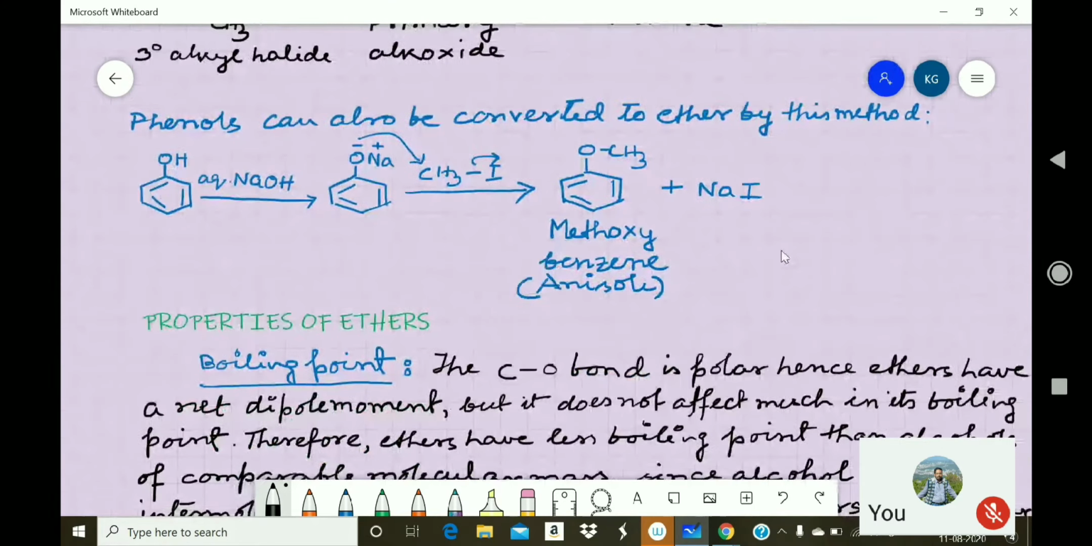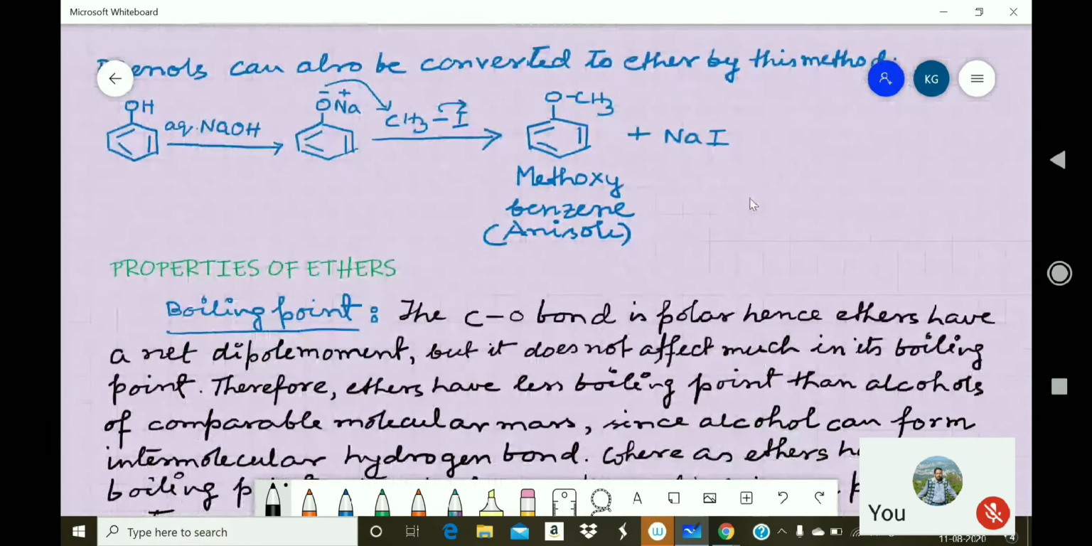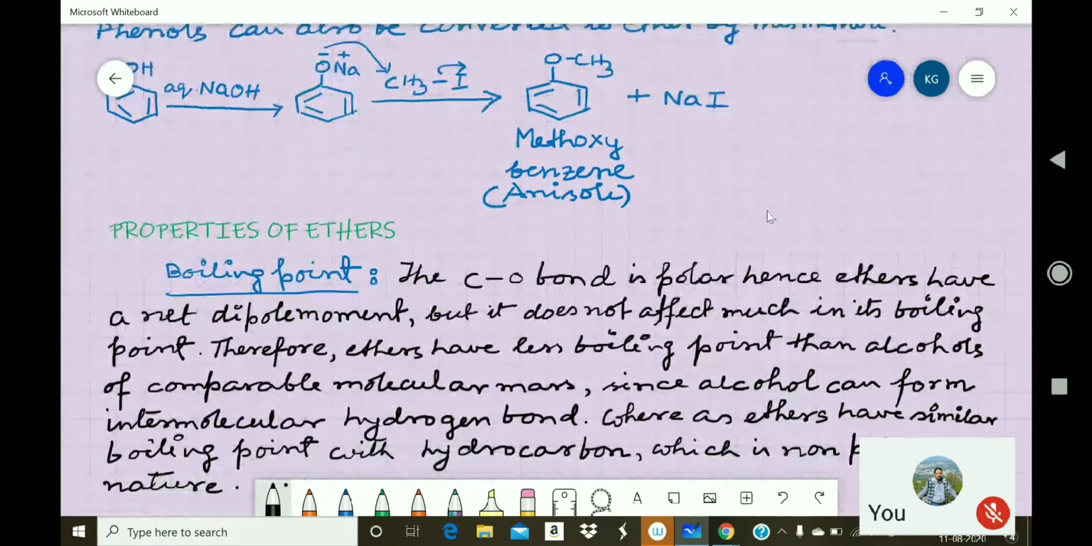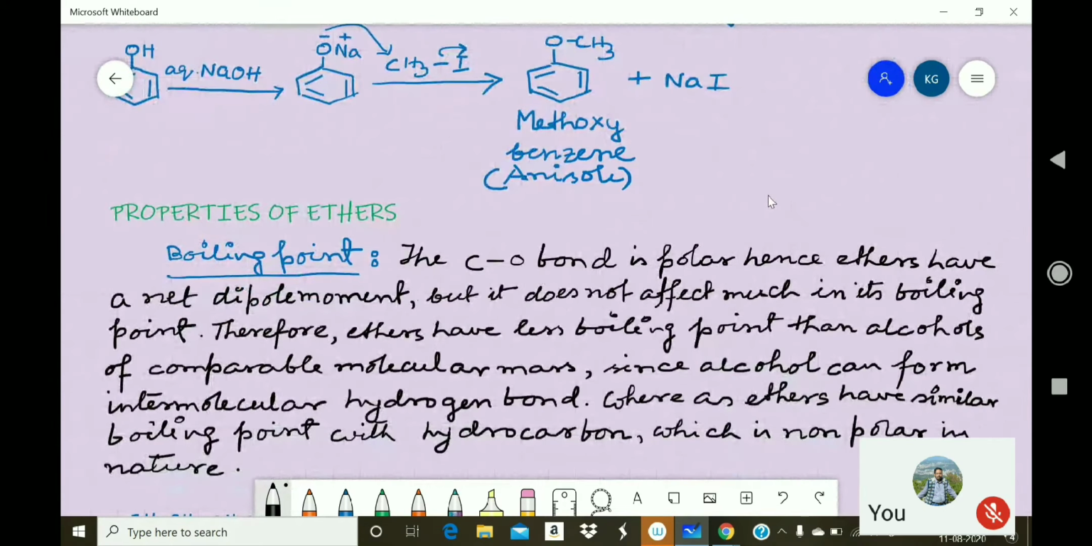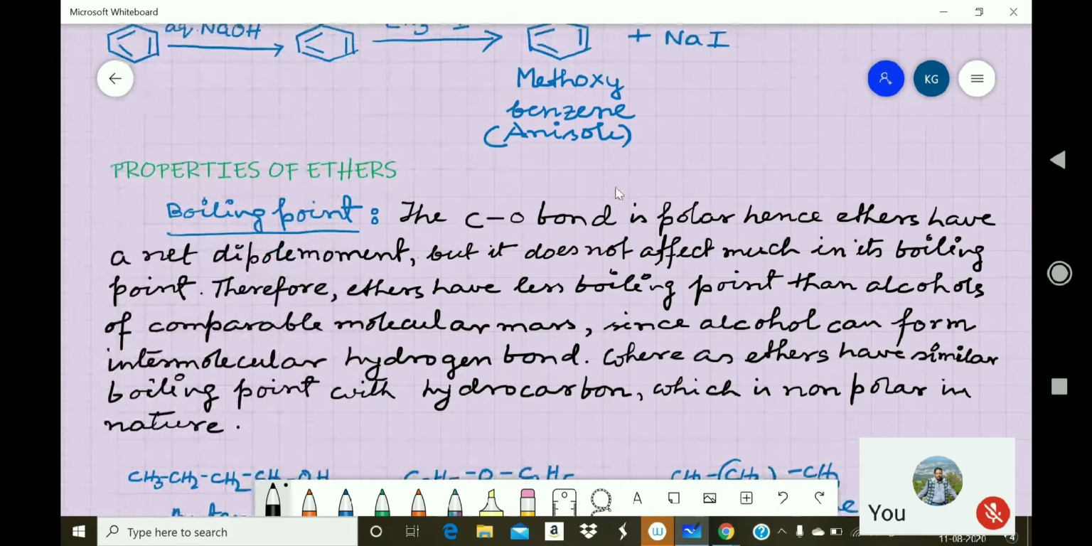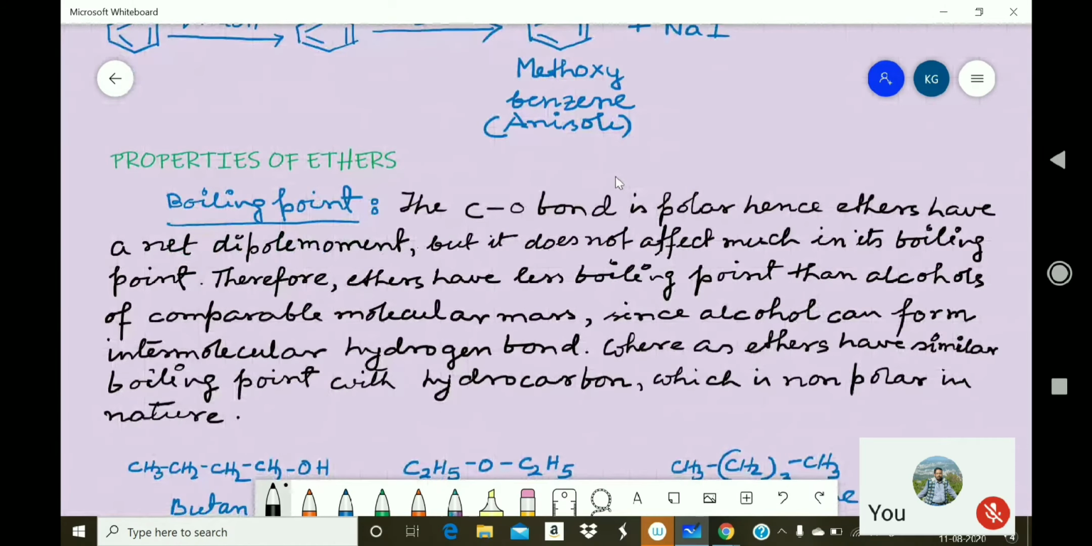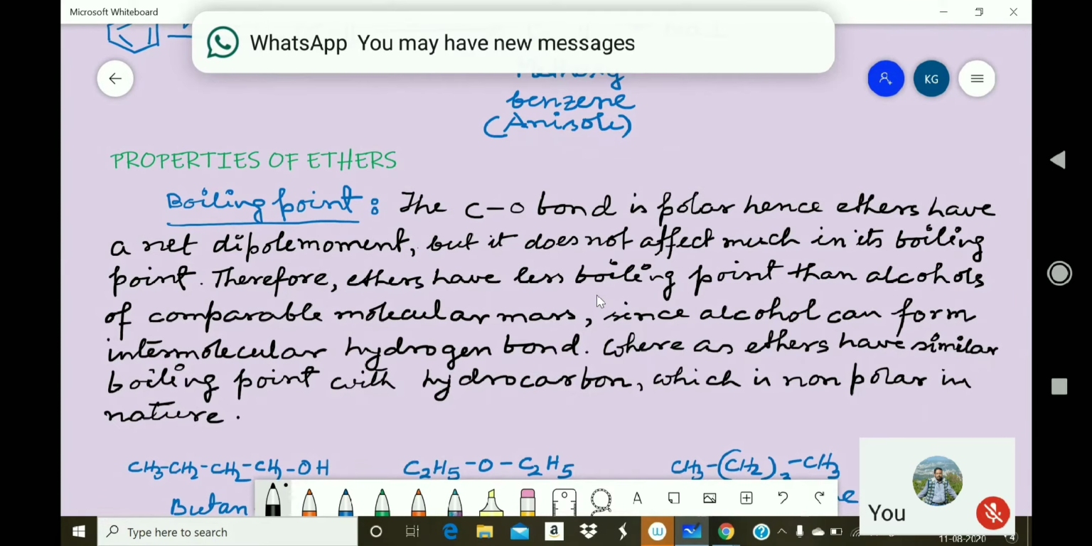Now look into the properties of ether. First of all, boiling point. In the ether molecule, in the carbon oxygen bond, there is polarity due to the difference of electronegativity, but this dipole nature is not sufficient to give rise to extra intermolecular attraction force. Therefore, in comparison to the alcohol, where intermolecular hydrogen bond formation is possible, alcohol has a higher boiling point as compared to ether.